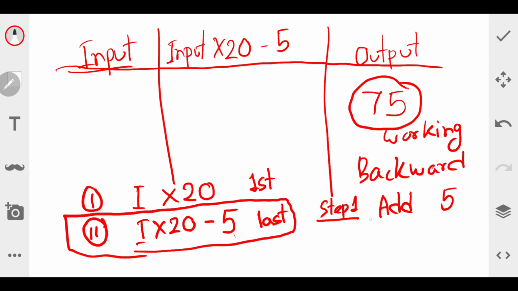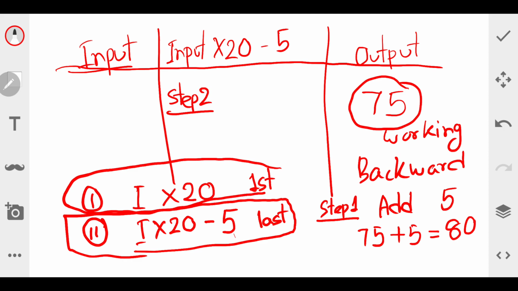So the output is 75. So I have to add 5, which will give me 80. So that's step number 1. Okay, now I'm going to write step number 2, let's say here, because I don't have a space there. Now let's look at what's the first thing I did. First thing is multiplying by 20. So what's the opposite of multiplying? Dividing, right? So whatever we have, the 80, I have to divide it by 20 because the first operation is multiplying by 20. So I'm going to divide it by 20, and if we divide, we'll get a 4.